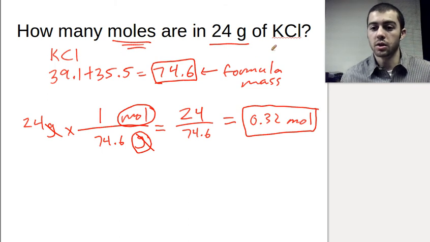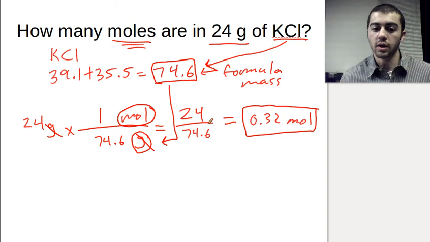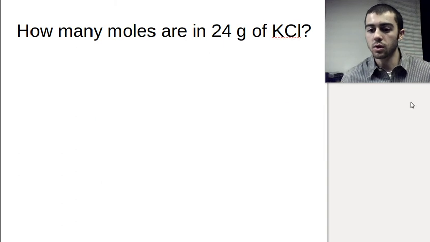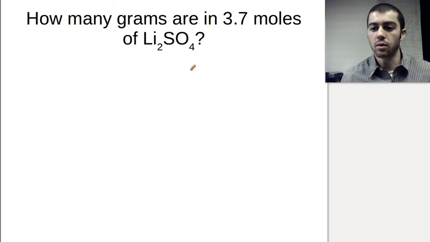So to go between grams and moles and back to grams, we use this conversion factor of the formula mass, which will vary based on what the substance is. In this case it was KCl. That's how we got this 74.6 for our formula mass, and that's what we use down here in our conversion factor. We can also go the other way and say how many grams are in a certain number of moles. Either way, if we're converting between grams and moles, the first thing we have to do is find the formula mass.